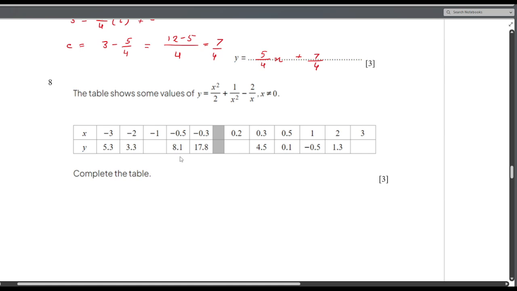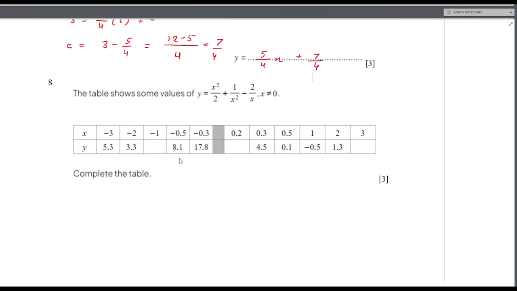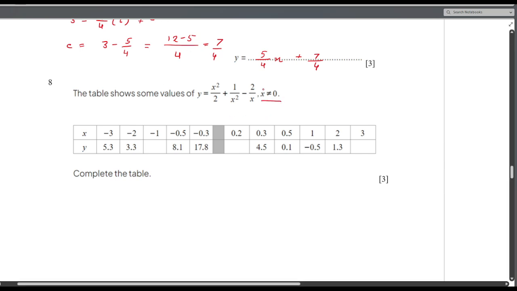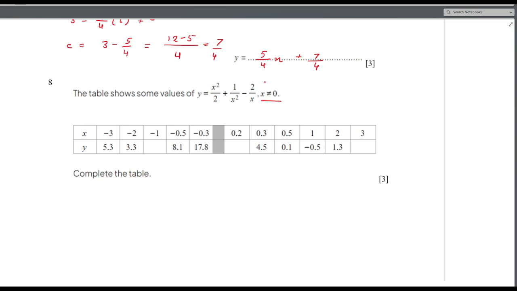Okay. Now the table shows some values of y equals x square divided by 2 plus 1 upon x square minus 2 divided by x, x not equal to 0. Now understand that whenever your denominator is x, then by default you will get this condition in your paper. Okay, as for x equals 0, my denominator is 0 and the expression will become not defined. So therefore the problem will mention this condition. Okay, but you do not have to worry about this condition.